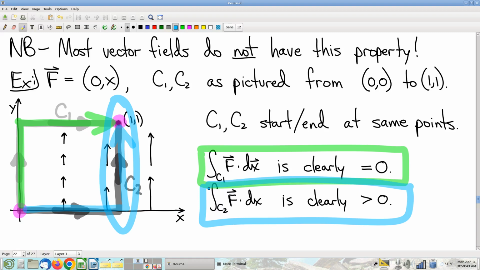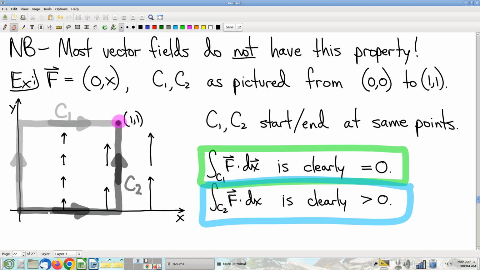That blue integral is clearly not 0, it's clearly positive. So, again, this is to be expected. Of course the path matters. Are you kidding me? That's where you compute the vector field that you plug in to compute the line integral. So it almost seems obvious that it has to matter.